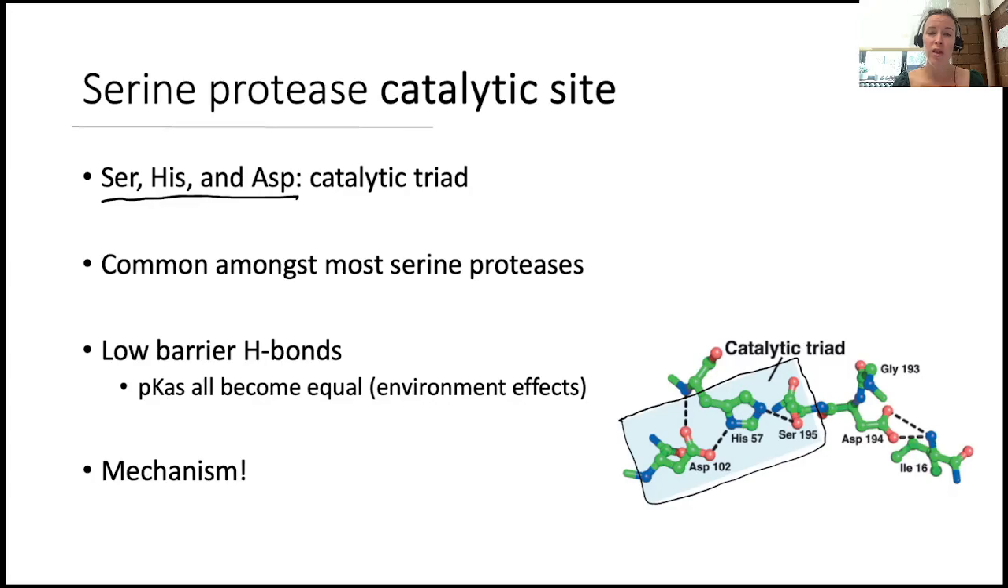One thing particularly interesting about this active site is that the catalytic residues and some other residues participate in a type of hydrogen bonding called low barrier hydrogen bonding. The result of this type of hydrogen bonding is that the pKa's of all three catalytic residues become nearly equal. So let's think about this for a second.